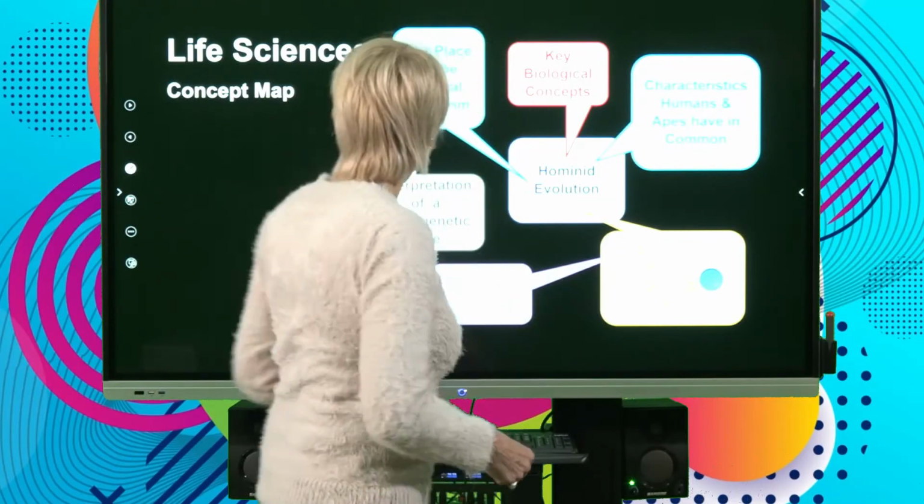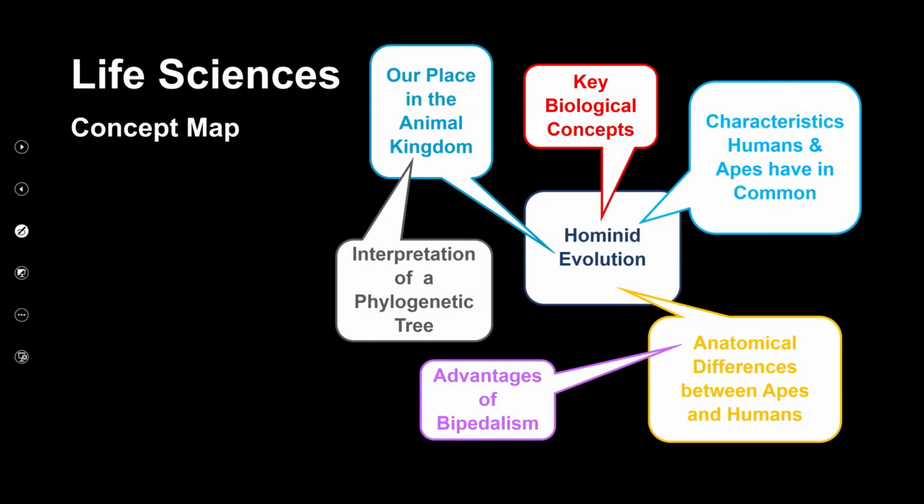Welcome back. Let's carry on with our lesson. Okay, so we've had a look at biological concepts. We've looked at how to interpret a phylogenetic tree. And now what we're going to do is have a look at our place in the animal kingdom and where we fit in. Okay, characteristics also that we have that are common to humans and apes.